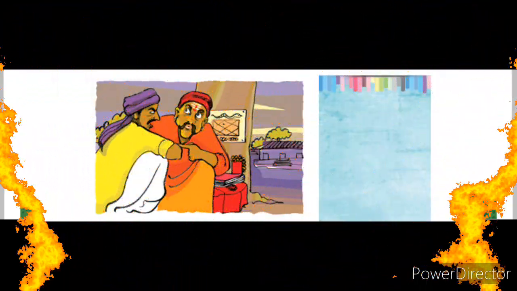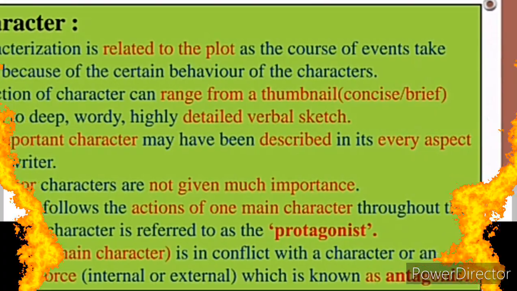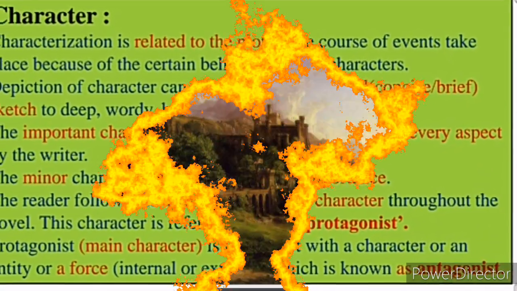An astrologer is the main character, that is the protagonist, but who is the antagonist? The antagonist is none other than Guru Nayak. Guru Nayak is the antagonist. Understood? So that is the character.